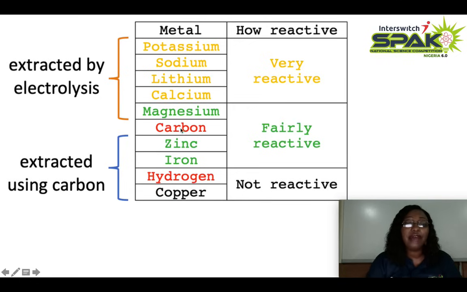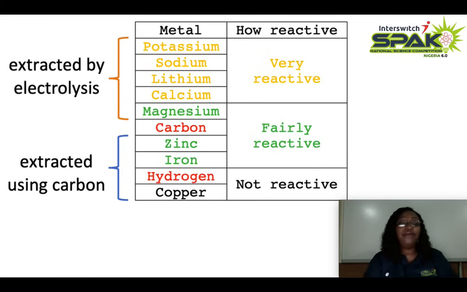If you can see, we have carbon and hydrogen. They are non-metals, but they are on this table, and they serve as a guide. They serve as a standard. So those higher than carbon, you regard them as very reactive. Those between carbon and hydrogen, regard them as moderately reactive or fairly reactive. And any metal that falls below hydrogen is regarded as not reactive, or you say less reactive.